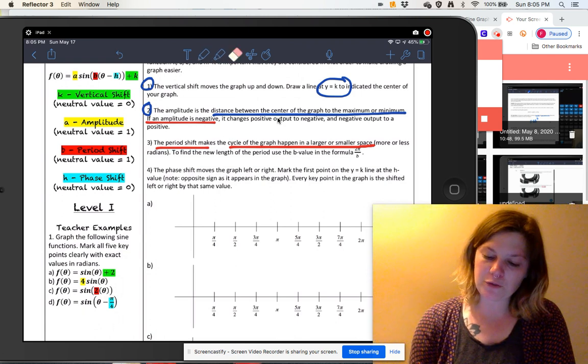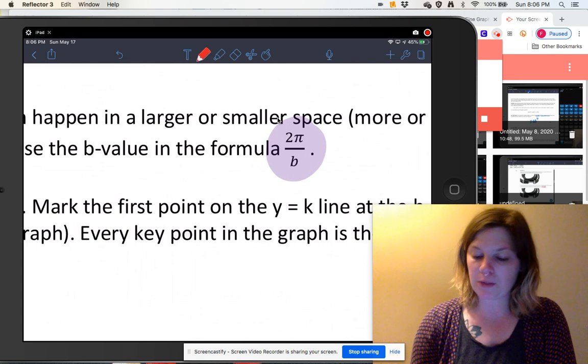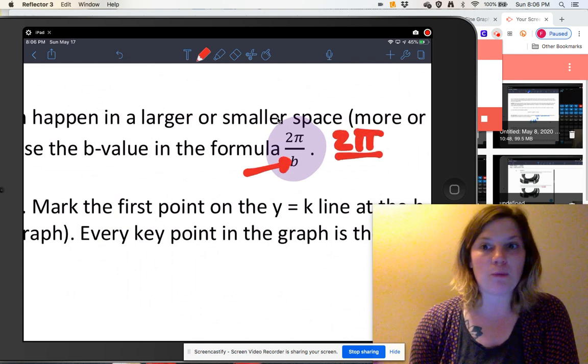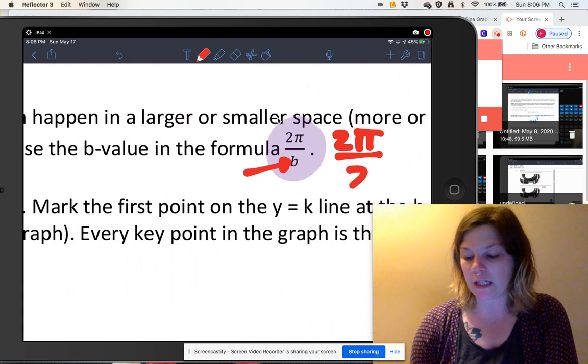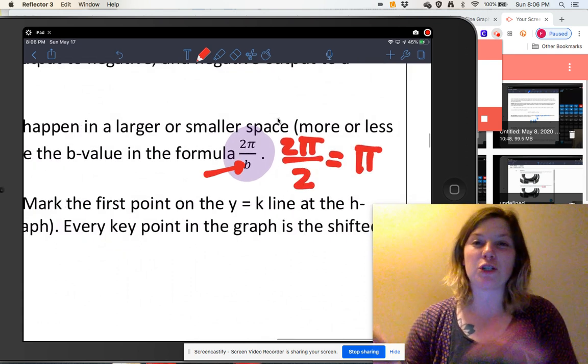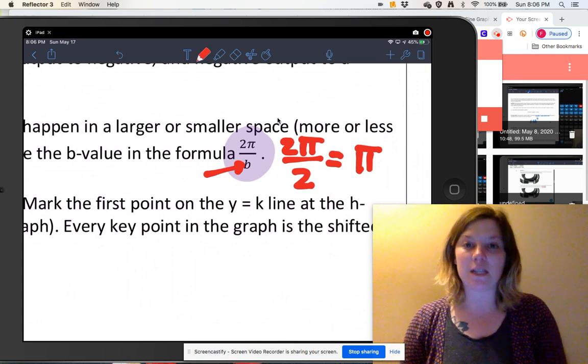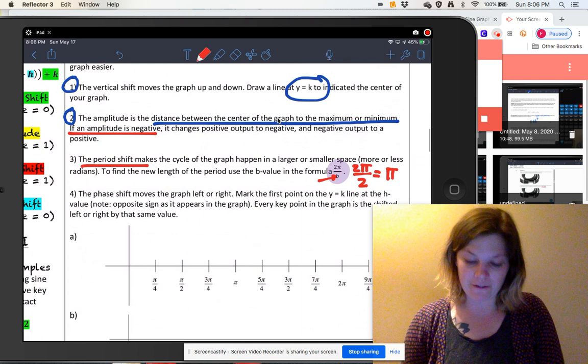This is an important formula to make note of. If you want to know what the period is going to be, you have to use this, where you would plug in your B value here, and you would do 2 pi divided by whatever your B value is. So let's say it was 2. That means your period would be pi. So you'd have a shorter period, which means you'd have lots more little peaks in your graph.